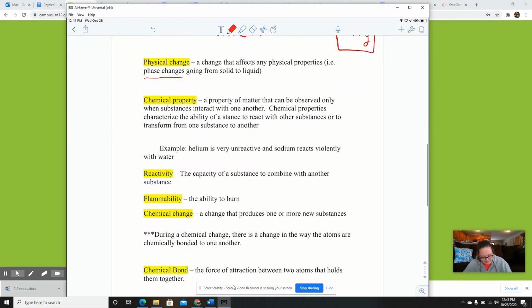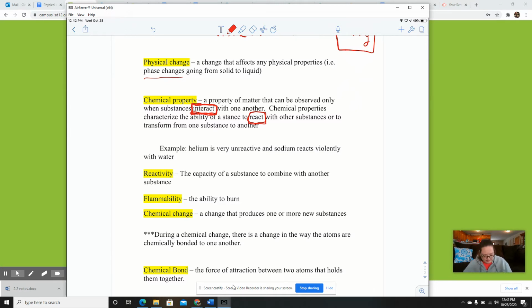Chemical property is a property that can be observed with how they interact with one another. So when you put it next to something, what happens with it? Okay. Chemical properties are characterized by how they react with one another. So that's that interaction piece. When you put them next to each other, how do they react or how do they interact with one another?